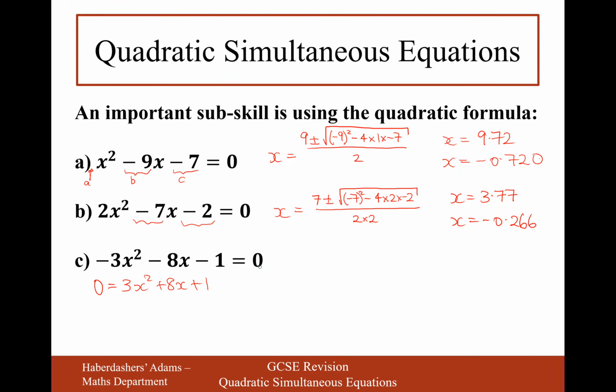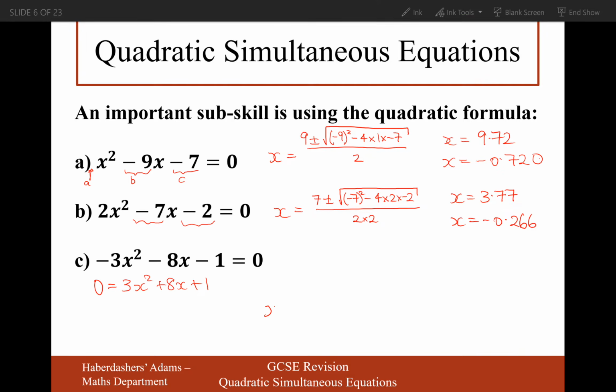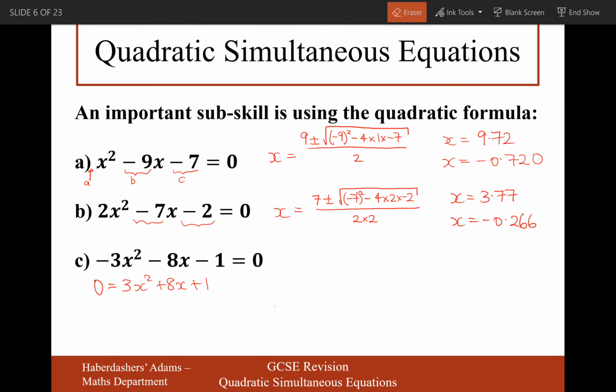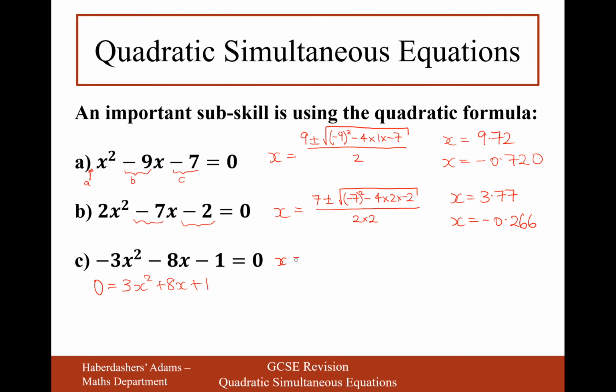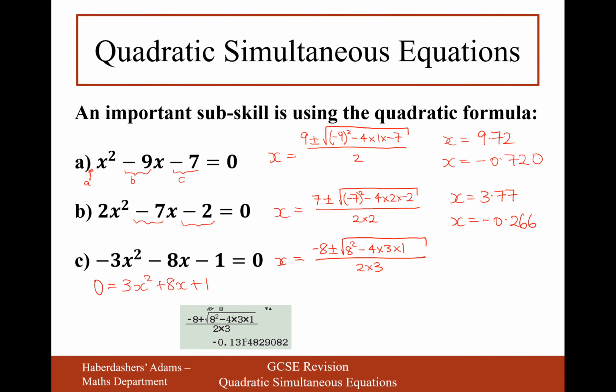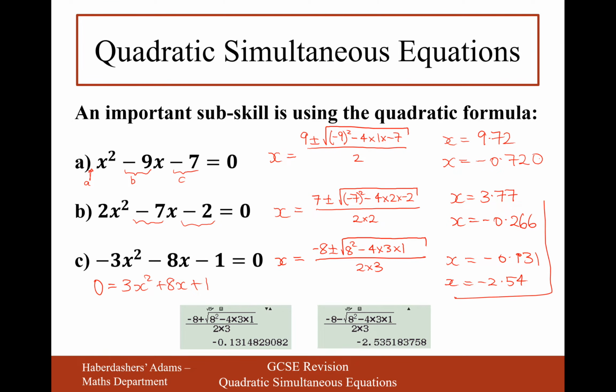You would have got the same answer doing it the other way, but let's just type it into the quadratic equation now. So it's going to be x equals minus 8 plus or minus the square root of 8 squared minus 4 times 3 times 1 all over 2a, that's going to be 2 times 3. And let's see what we get then. So the first solution is minus 0.131, and the second solution here is minus 2.54. That's all to 3 significant figures, all these answers.